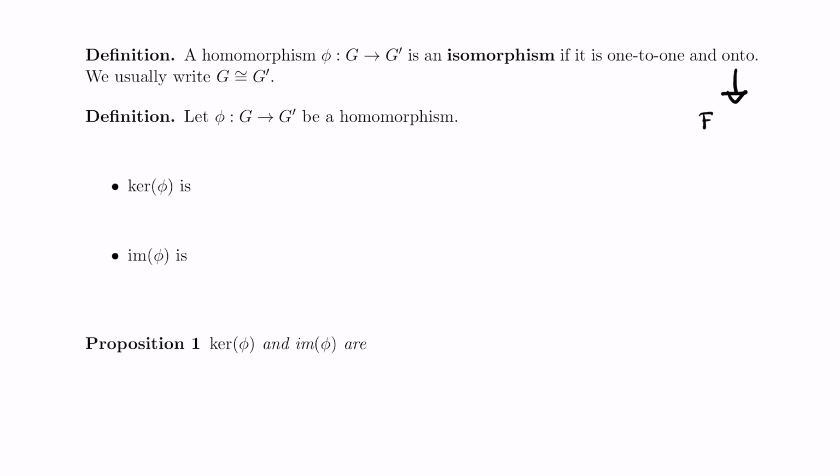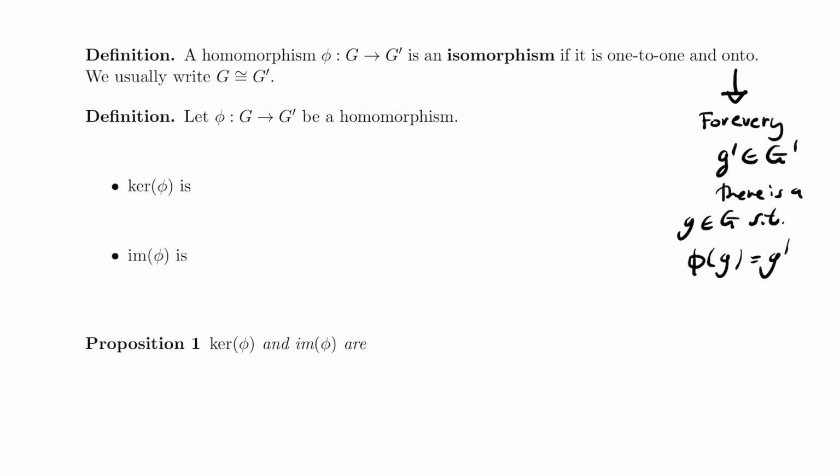Meaning, for every possible element, little g prime in G prime, there is a g in G such that phi takes g and outputs g prime. So no matter what you have in here, something in here is going to map to it. Onto means you cover the entire output space.